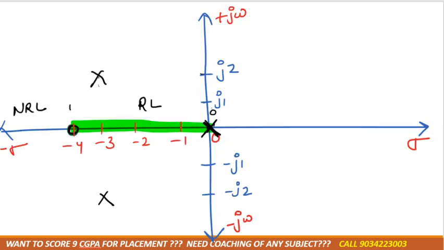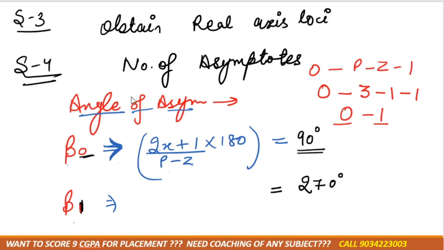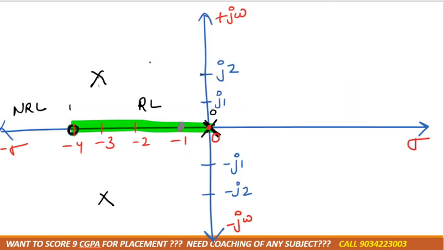So now let's draw this thing on the graph. As you remember, we'll start with the centroid and draw the angle. So the centroid is how much? Minus 1, correct? Now minus 1 is this one. We need to draw the angle of asymptotes. One of the angles we got is 90 degrees, so draw it here.